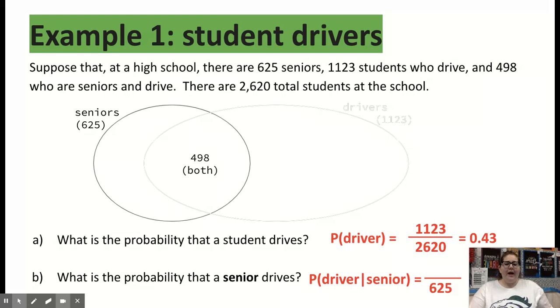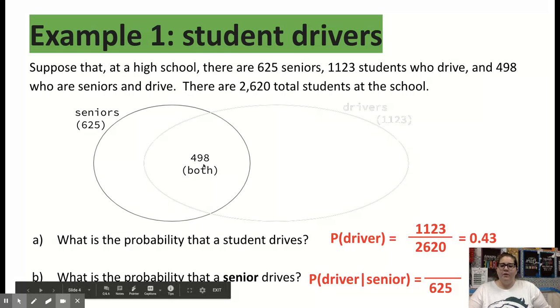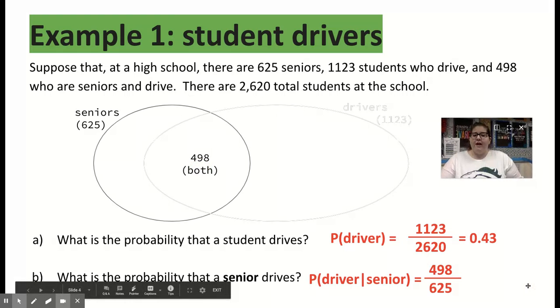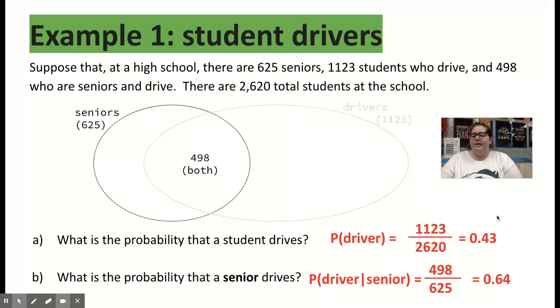If I look at the way I have my Venn diagram, I can see that in terms of drivers, that's going to be this overlap section. Those 498 were the ones that were also in the driver circle because they were also drivers. So in that circle of 625 seniors, we know that 498 of them know how to drive. So that becomes the top part of my fraction, which when we divide that is 0.64.